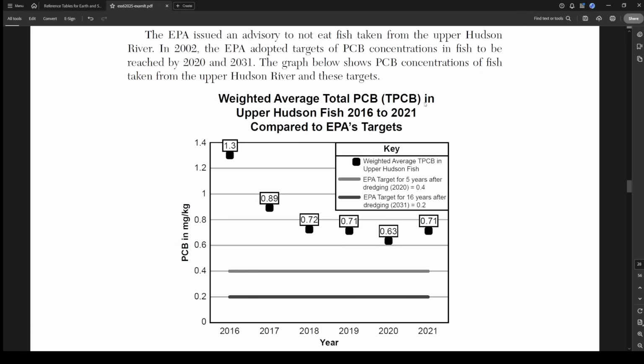Weighted average total PCB in upper Hudson fish. Okay, so essentially in 2016 there was a high amount, and then it got lower, and then it got lower, and then it got lower, and then it got much lower there, so it's the lowest here. And then it got a little higher, and it's saying that's the actual pollution in the fish. The EPA's target for 5 years after dredging was here on this line, and after 16 years was here. So they did not reach their goal. Either way.